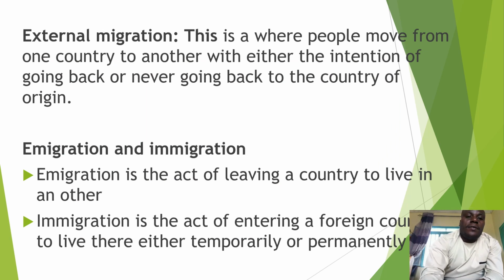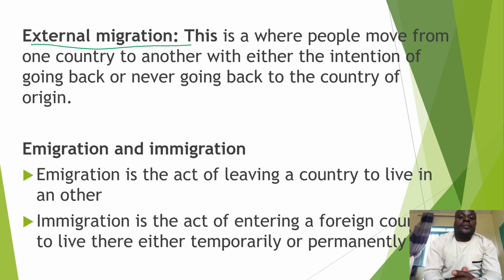Then we have external migration. This is where people move from one country to another. They cross borders. For example, some Rwandese migrate from Rwanda. They go to stay in Tanzania. That is external migration. It is the opposite of internal migration.